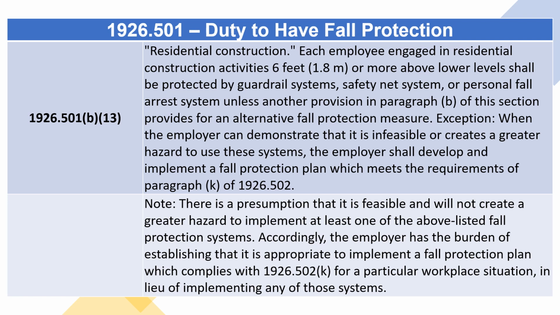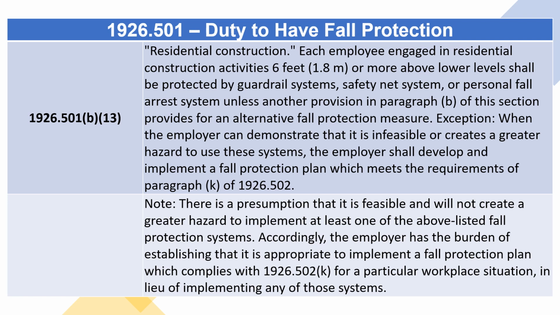1926.501(b)(13). Residential construction. Each employee engaged in residential construction activities 6 feet (1.8 meters) or more above lower levels shall be protected by guardrail systems, safety net system, or personal fall arrest system unless another provision in paragraph B of this section provides for an alternative fall protection measure.